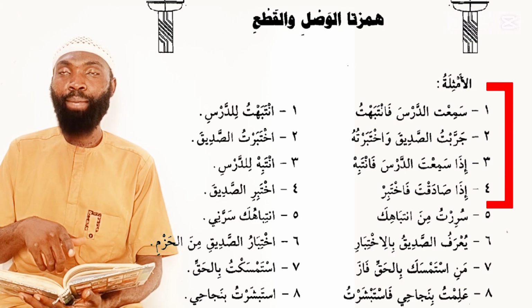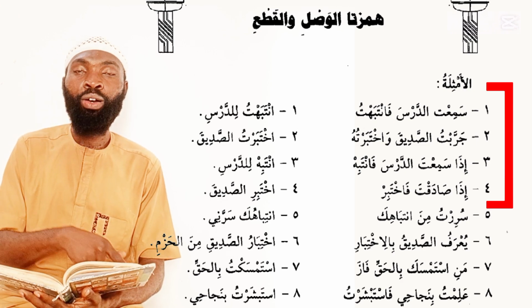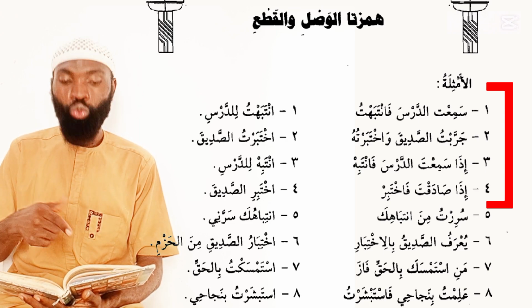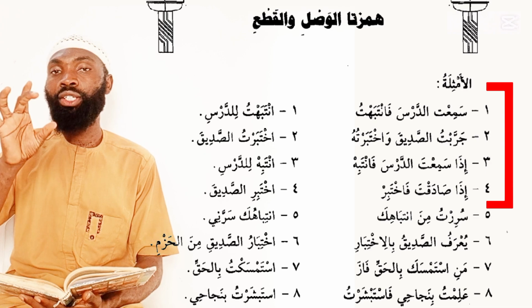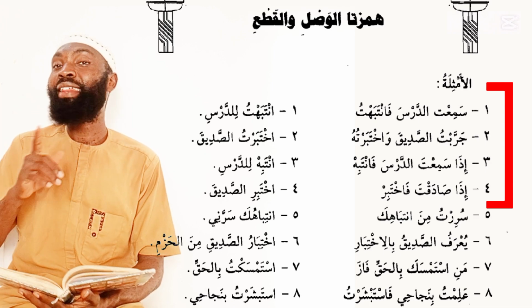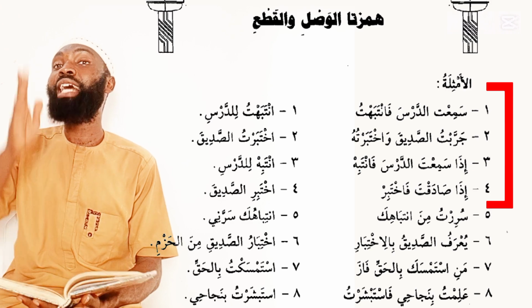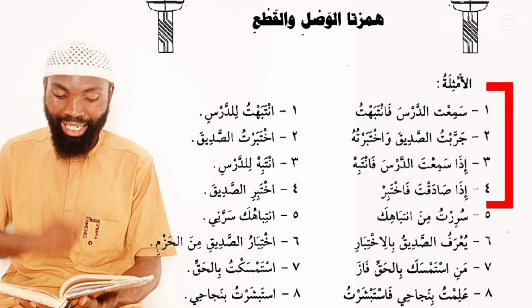Look at the word ikhtabarutu sadiqa, I tested the friend. Here, the word wakhtabarutuhu and ikhtabaru, they are the same. But the first one is appearing after wa. That is why we drop the hamza. The second one is appearing at the beginning of the sentence and we say ikhtabarutu, pronouncing the hamza.